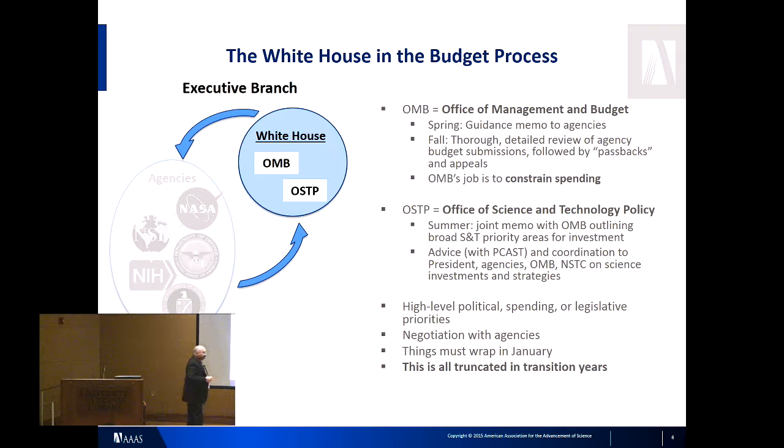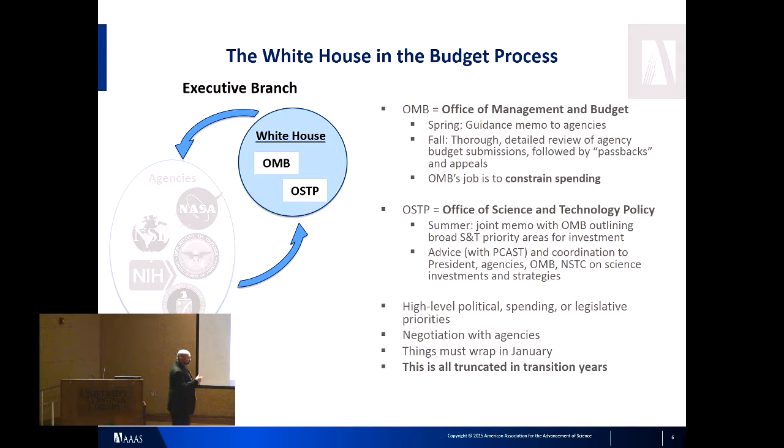And OMB is involved a couple different ways in this process. They'll provide overall planning guidance to the agencies in the spring. Think May timeframe. The OMB director will write a memo to the agencies providing some high-level guidance, maybe with some more detailed information agency by agency. And then agencies will develop their budgets through the spring and the summer, and come fall, around September, they'll submit the budgets to OMB.